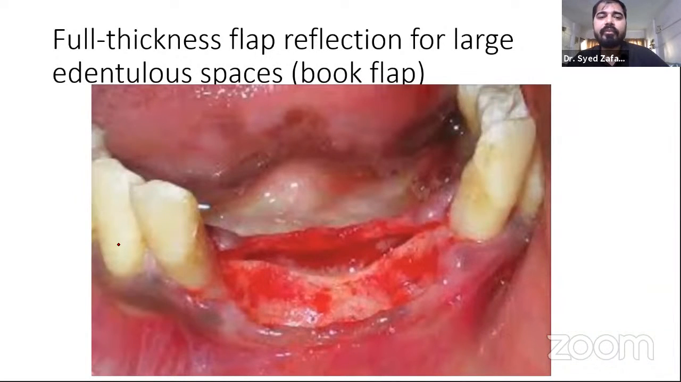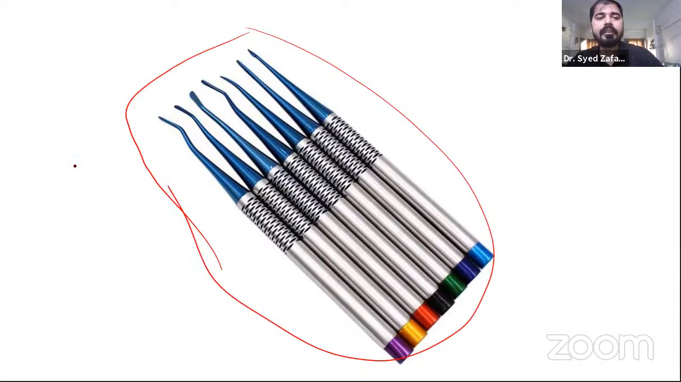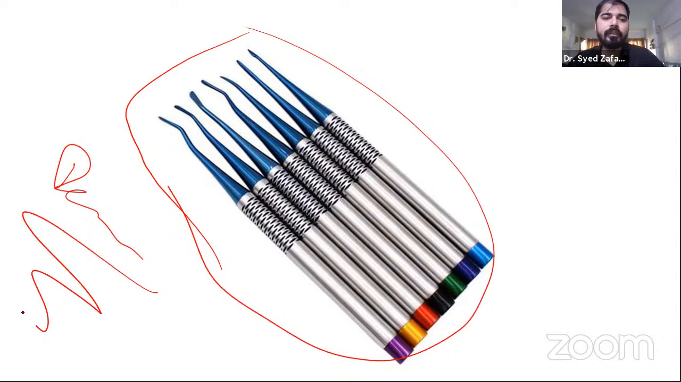This is full thickness. If you are placing it, mostly we use this kind of flap in full mouth rehab, or when we are planning almost 2 to 3 implant placements. Already we have shown you this is the periotome.